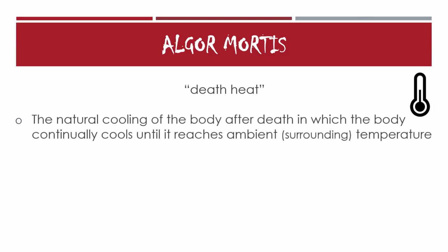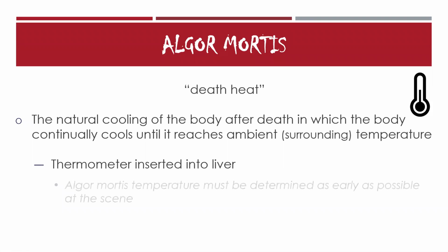So the last type of mortis is called Algor mortis, and it refers to death heat, or the loss of heat after you've died. So this example does involve some math. Basically, what happens after you die is there's a natural cooling of the body until your body reaches the ambient temperature, which means the surrounding temperature of the room or the environment you're in.